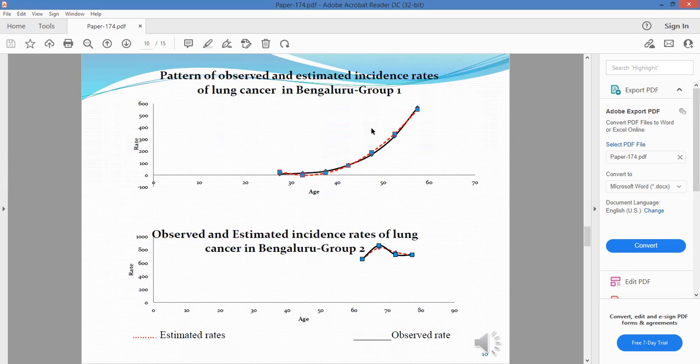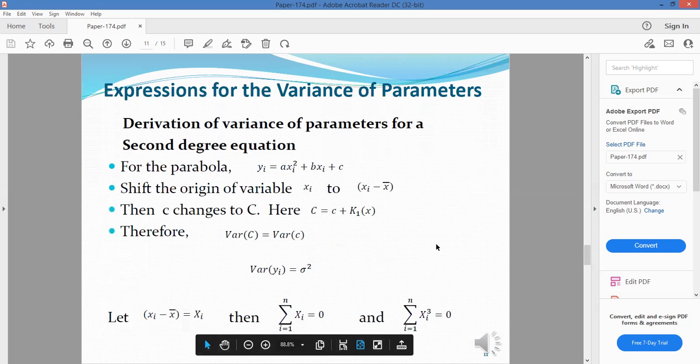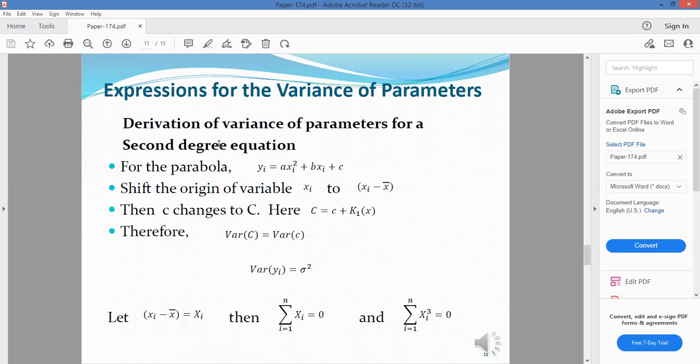In the first age group, that is group 1, from 20 to 60 years of age, the persons who are aged above 60, as we have classified them under group 2, follow a cubic spline model. Here also the estimated rates are denoted by the dotted lines and the smooth curve is used to denote the observed rate of incidence.